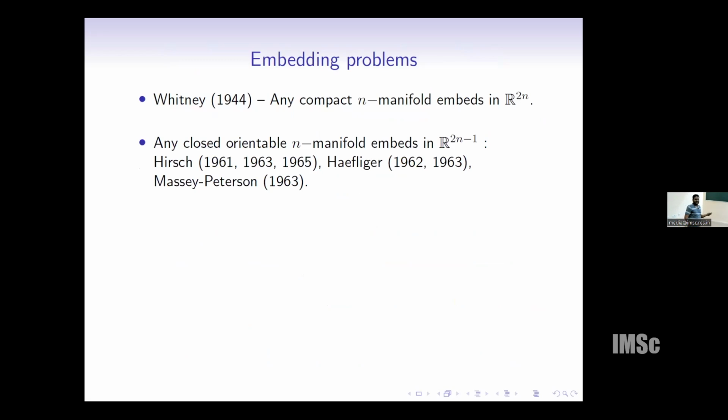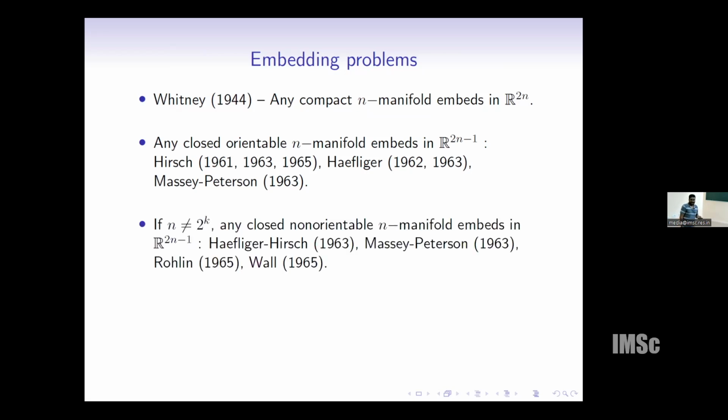People again reduce the dimension, many people have done those. Here I have mentioned some of them. Any closed orientable n-manifold embeds in R^(2n+1). They have reduced the dimension to 2n plus 1. So this is due to Hirsch, Haefliger and Massey, Peterson.